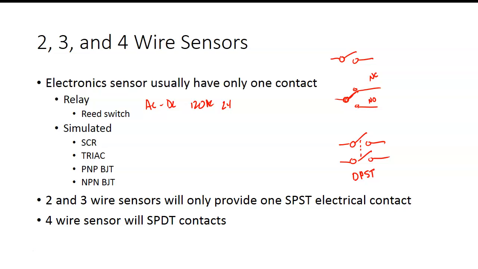So everything that we're dealing with is 120 volts. Some of our sensors have relay outputs, which means they'll pass 120 volts, or they'll pass 24 volts. These solid state ones are dedicated. So SCRs, these guys are AC, and then these guys right here are DC.